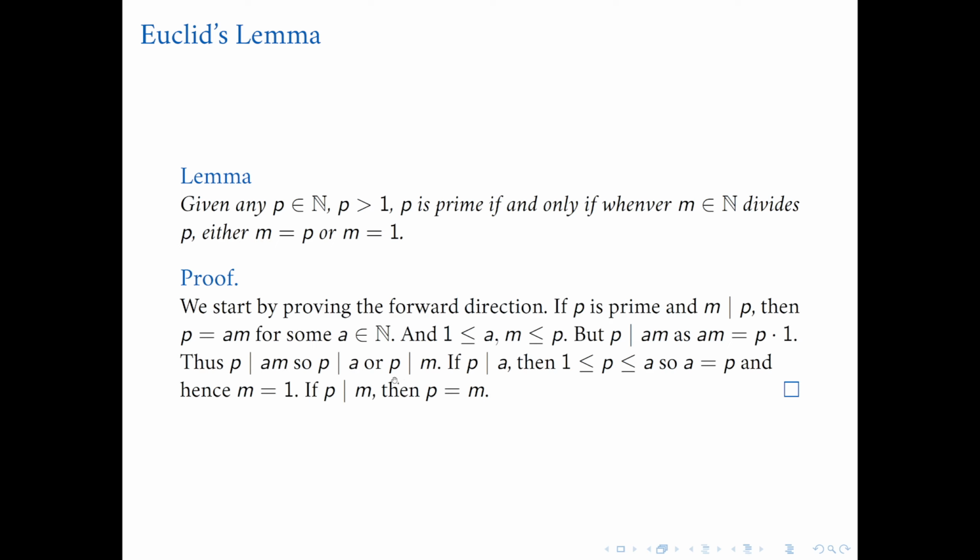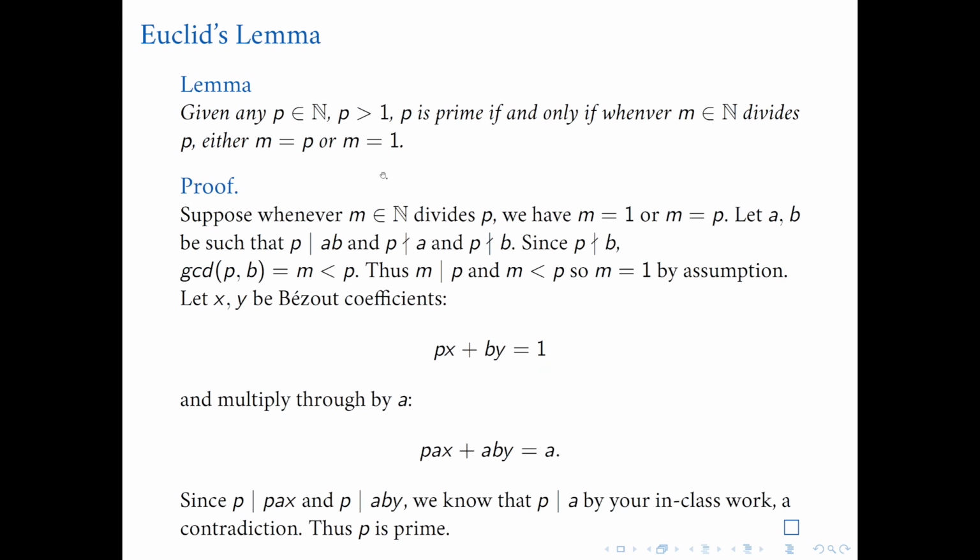Great, so M is 1, that's an acceptable outcome. Now let's look at what happens in the second case when P divides M. If P divides M, then by exactly an analogous argument, P is less than or equal to M, but M is less than or equal to P, so P equals M, and that's this other acceptable outcome. And that's our forward direction. For the backwards direction, we're going to assume whenever we have a divisor M of P, M is 1 or M is P.